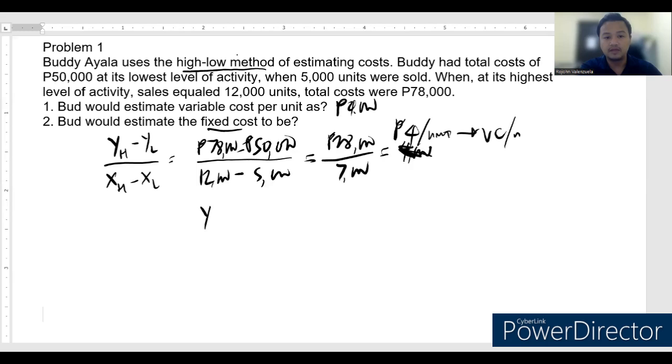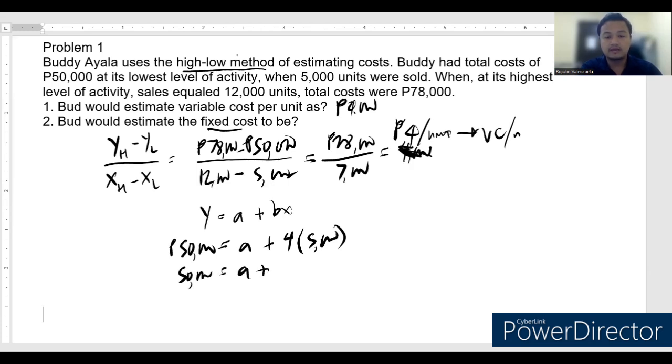So, gagamit tayo dito ng Y equals A plus BX. Ang Y mo dito refers to the total cost. So, pili ka between highest and lowest. In this case, piliin ko lang yung lowest. 50,000, that's the total cost, equals A, which represents your fixed cost, plus B, which is your 4, yan yung ating variable cost per unit, multiplied by X, the lowest activity, kasi lowest cost yung kinuha natin, that's 5,000. Okay, so you have 50,000 equals A plus 20,000. So therefore, A is equal to 30,000.